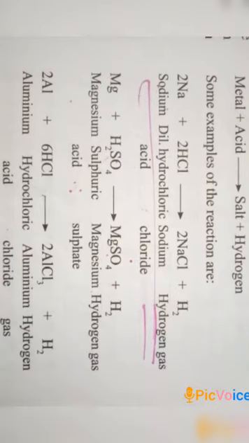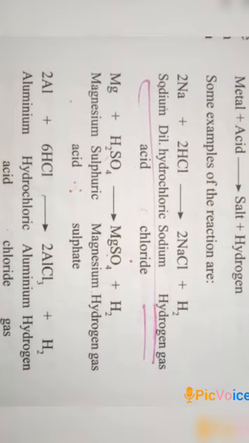Now some examples of this reaction are like sodium reacts with hydrochloric acid to form sodium chloride, which is a salt, along with the production of hydrogen gas. In the same way, magnesium reacts with the sulfuric acid to form magnesium sulfate, a kind of salt, and hydrogen gas.